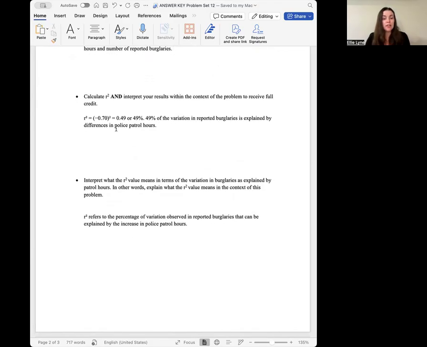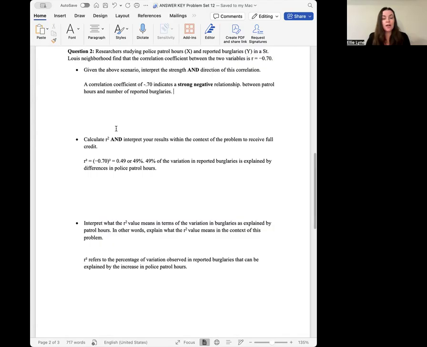Alrighty, second bullet point here, calculate R squared and interpret your results within the context of the problem. Same idea as question number 1. R squared, keep in mind that when you square a negative variable, it does turn out positive. So we end up with 0.49 or positive 0.49 or 49%. So if we were to interpret this within the context of the problem, we could say that 49% of the variation in reported burglaries is explained by differences in police patrol hours.